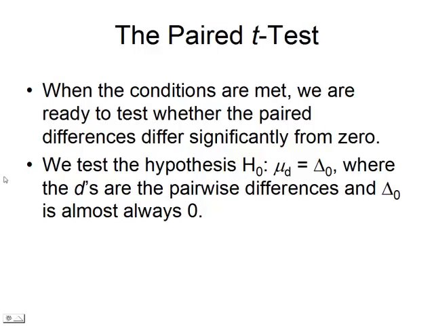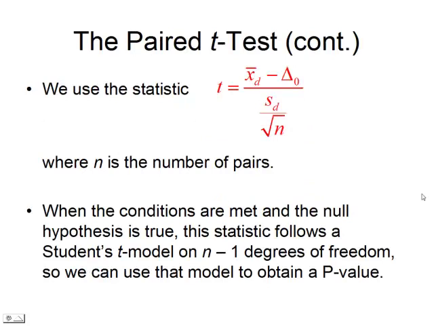We test the hypothesis that mu sub d equals delta sub 0, where the d's are the pairwise differences and delta sub 0 is almost always 0. We use the statistic t equals x bar sub d minus delta sub 0 over s sub d divided by the square root of n, where n is the number of pairs. When the conditions are met and the null hypothesis is true, this statistic follows a Student's t-model on n-1 degrees of freedom, so we can use that model to obtain a p-value.